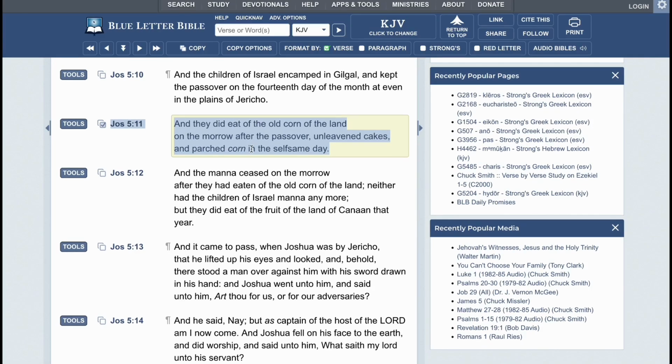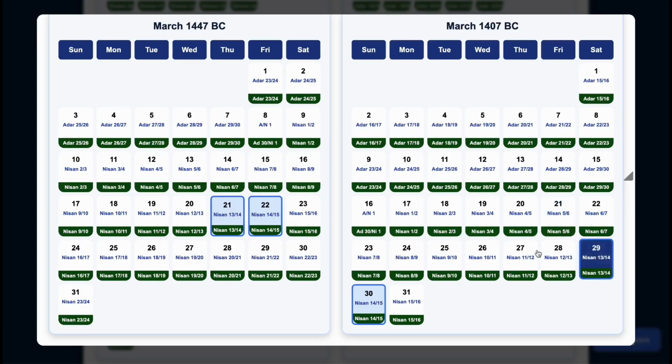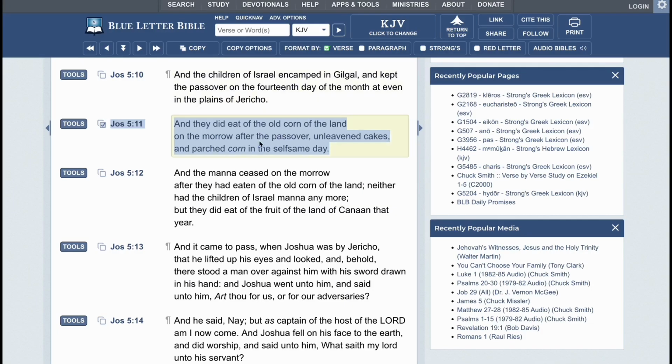Mr. Camping didn't point this out, but if we look on the calendar, if Passover ends on the 30th, because it's still Nisan 14 here, then the day after Passover would be Nisan 15/16. This would be March 31st. And we read, "after the Passover unleavened cakes and parched corn in the selfsame day."